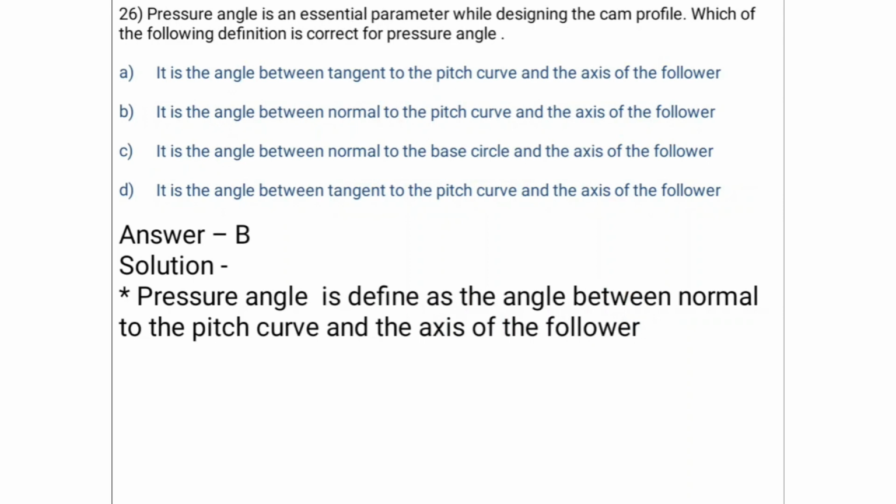So the correct option for pressure angle is defined as the angle between the normal to the pitch curve and the axis of the follower. So option B is the correctly matching. It is the angle between the normal to the pitch curve and axis of a follower.